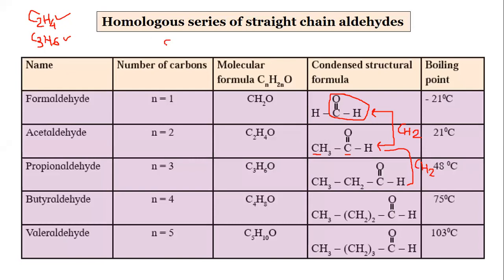So I will show how to draw the structure of ethene first: carbon-carbon double bond, and here is CH2. This is the condensed formula I am writing, CH2, and here is also CH2. So this is the structure of ethene. Then this is propene. Then after propene, we can write butene, pentene, hexene like this. This will be the homologous series of alkenes.